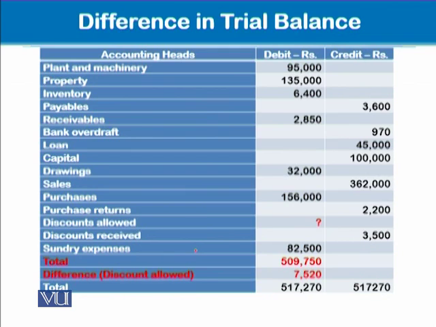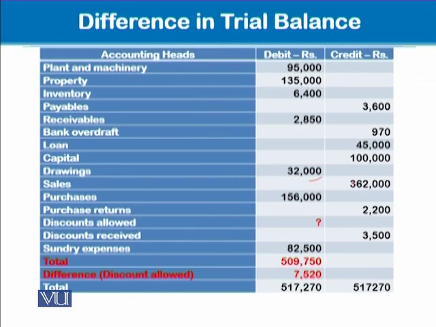Let's see. Very smartly, you placed plant and machinery in the debit side, property, yes, it is an asset, placed in the debit side, inventory is an asset, payable is a liability, placed in the credit side, receivables are an asset, in the debit side. Overdraft, we know very well, is a liability of credit nature, it comes in the credit side, loans are a liability, and capital is equity. Drawings is contra to capital, it always appears in the debit side. Remember, this is a contra nature of account.